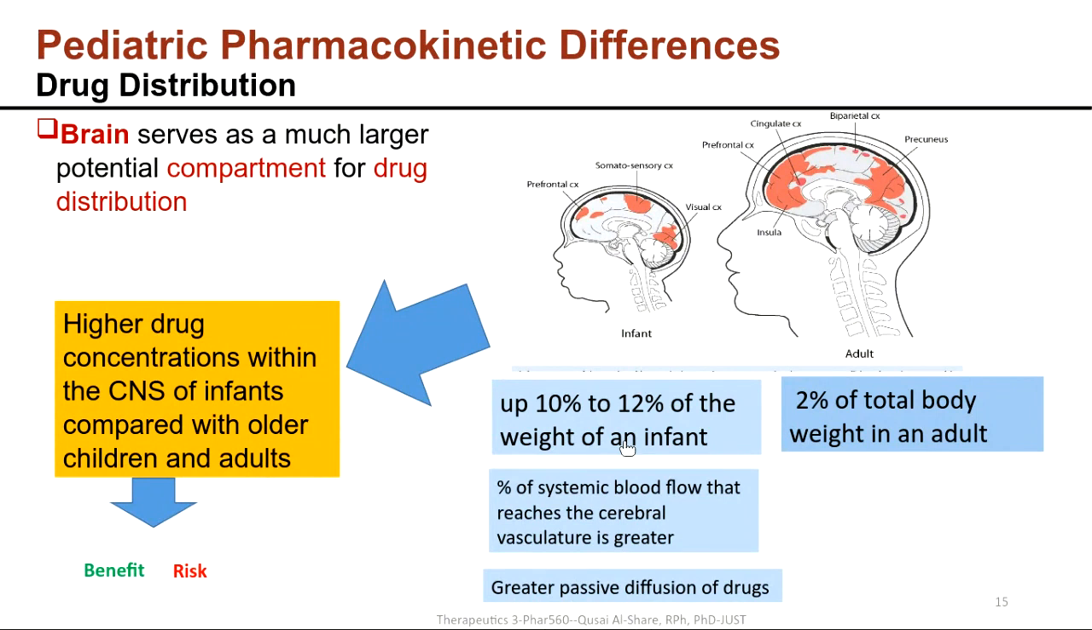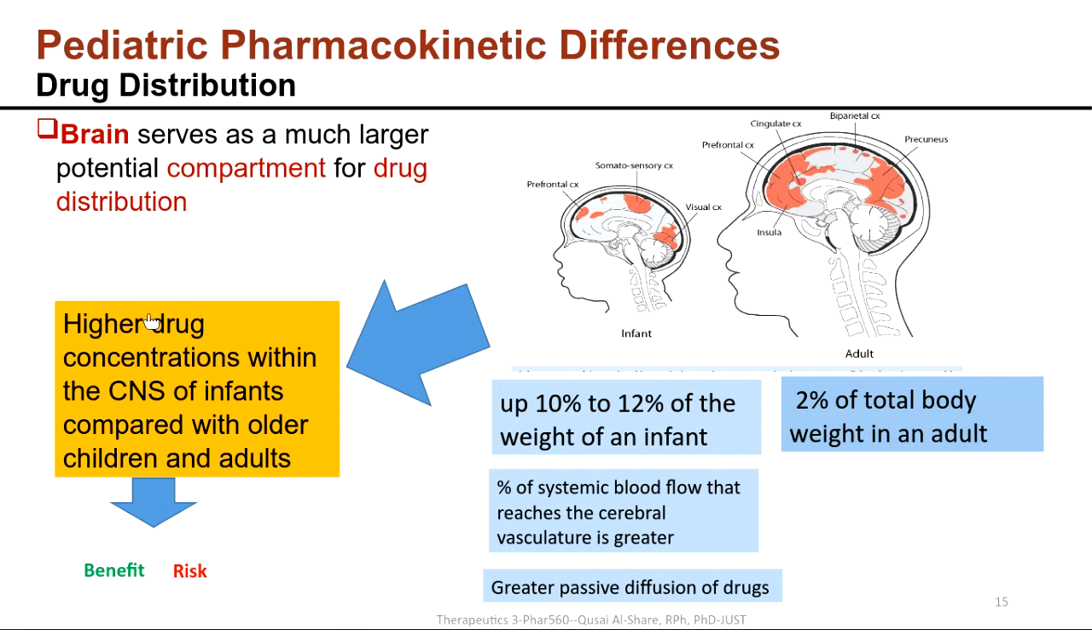So three factors here: the weight of the brain relative to their body weight is higher, blood flow to the brain is much greater, and they will have more passive diffusion of drugs. Collectively, if we take all of these factors together, we will end up with a higher drug concentration within the central nervous system compared with older adults and children.